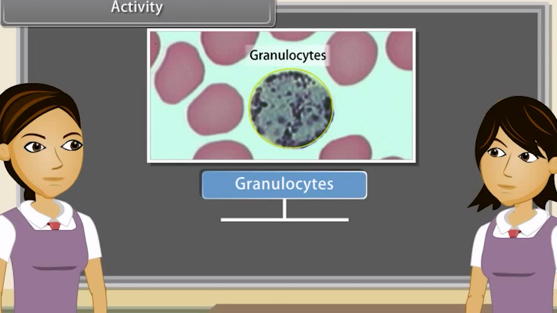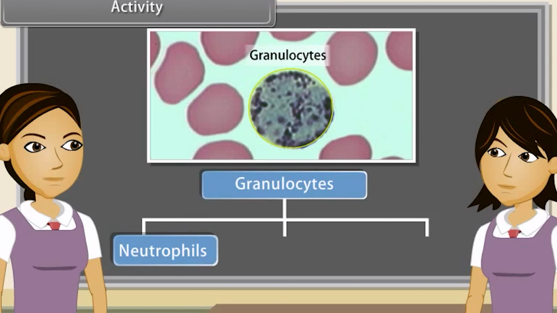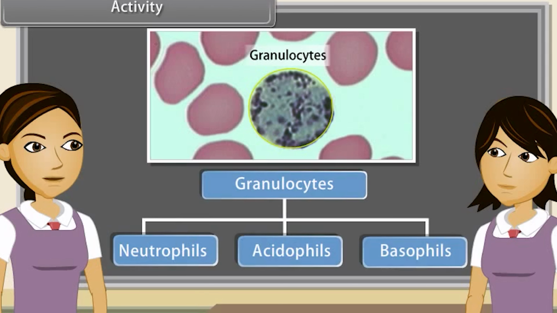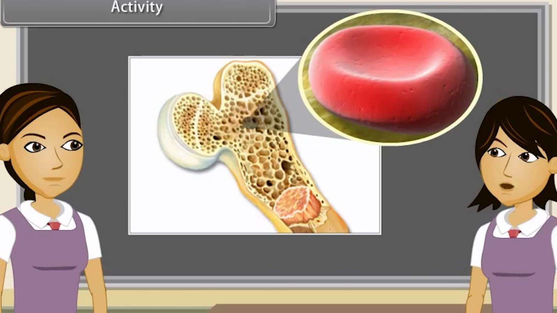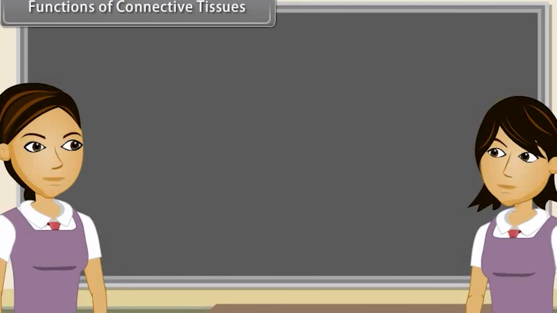Granulocytes contain cytoplasmic granules and a lobed nucleus. They are of 3 types, neutrophils, acidophils, and basophils. Blood platelets are minute, anucleated, fragile fragments of giant bone marrow cells called megakaryocytes.